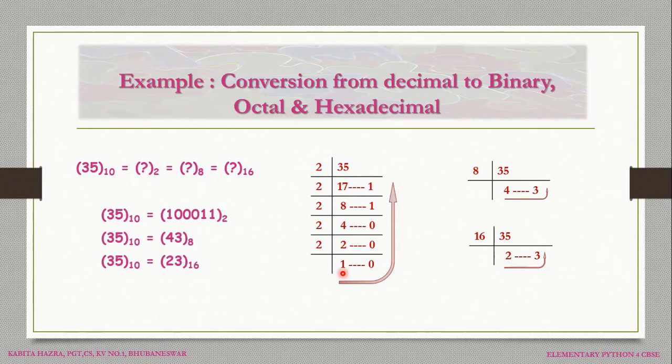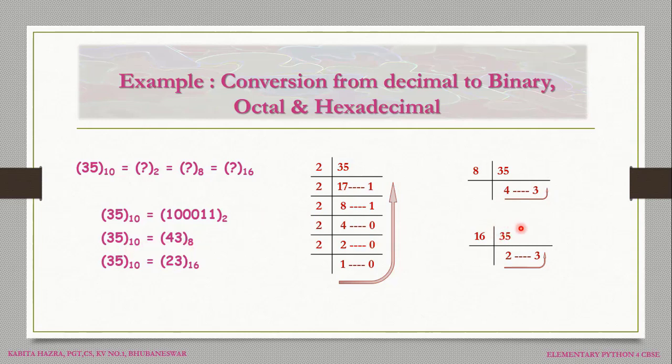possible. Now we collect the remainders in reverse order to get the binary number, that is the corresponding binary equivalent is 100011. To convert to octal, we will divide 35 by the base 8. So we get the quotient as 4, 8 4s are 32, and remainder is 3. Now no further division is possible, so we stop here, and the octal equivalent is 43 for 35 in decimal, or 35 in decimal is 43 in octal.